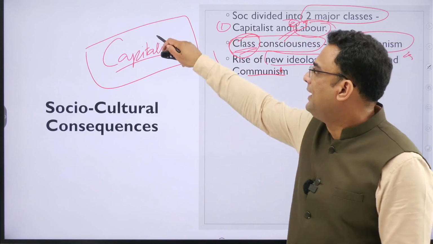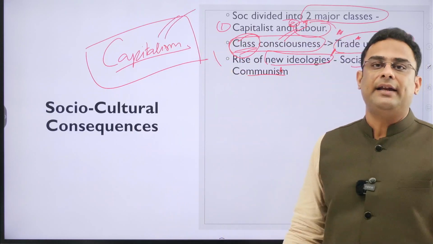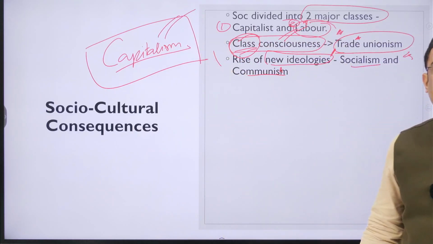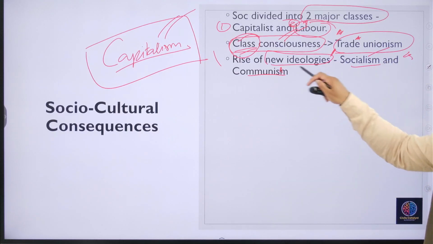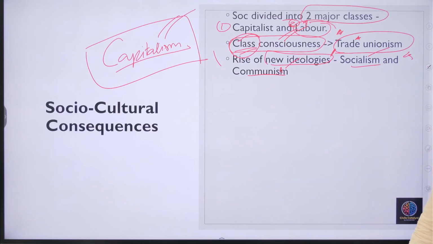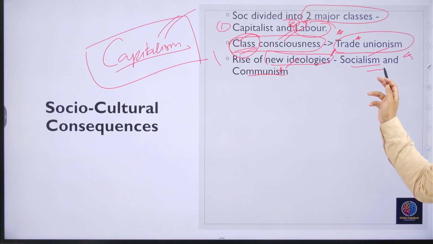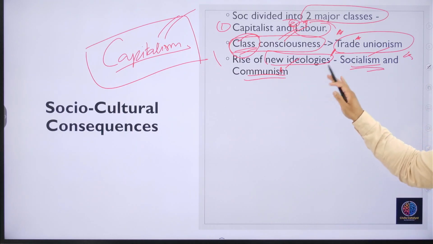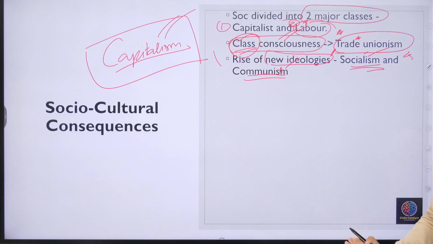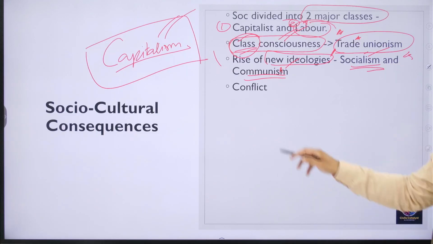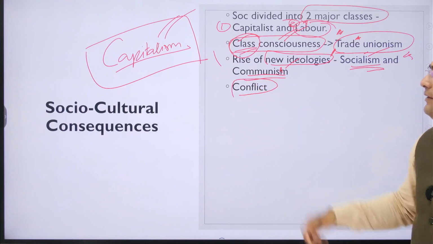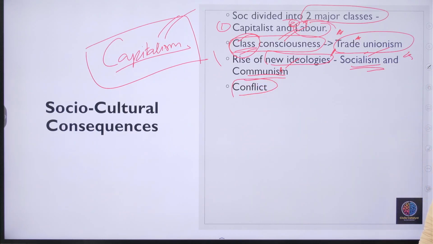Industrial Revolution period में capitalism was the dominant idea. And therefore, there was a need to replace it with a new idea. So this gave birth to socialism and communism. We are going to discuss it in detail as a separate chapter. I'm not going into it right now. Okay? Out of these new ideas, there arose a conflict.